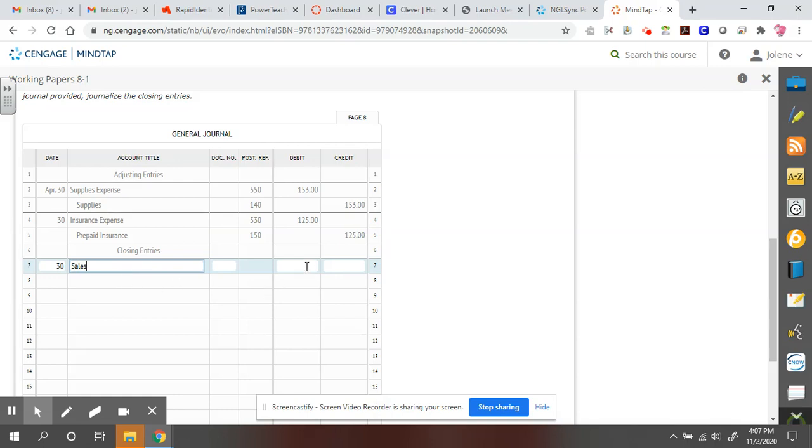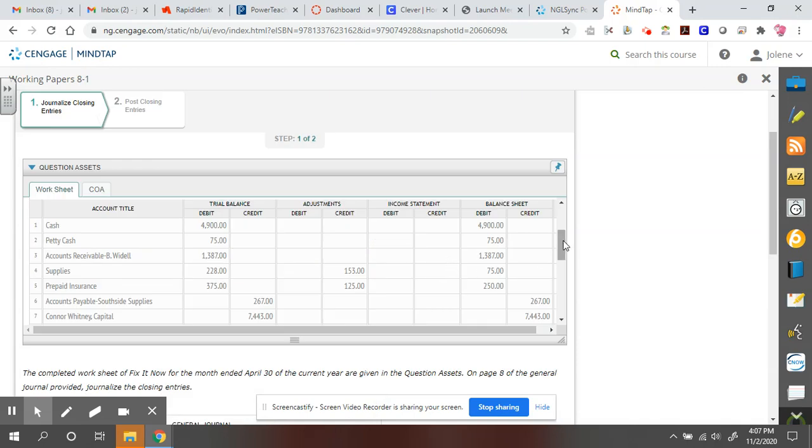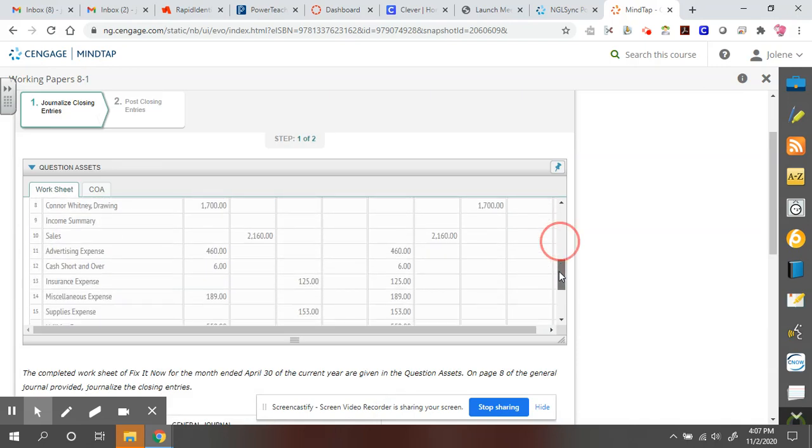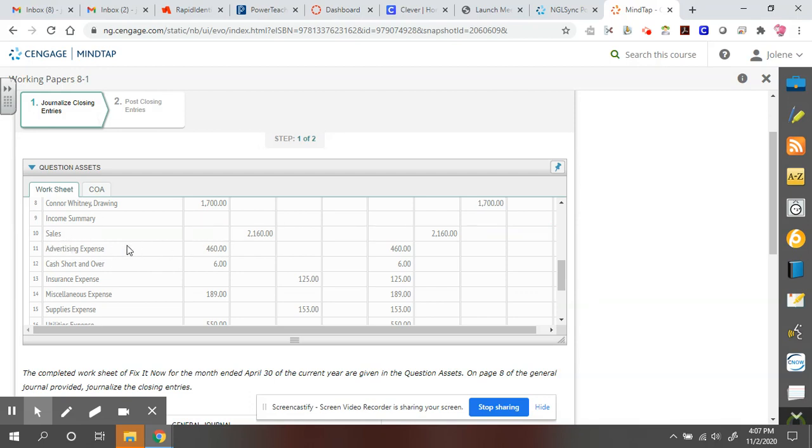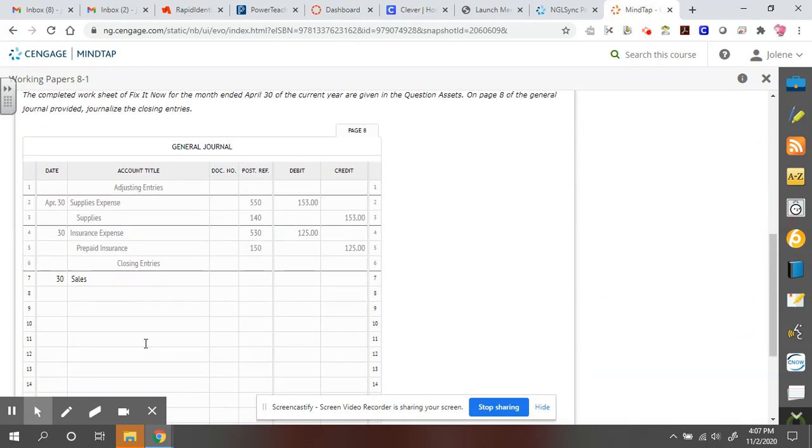In this case we have sales, and we had to figure out the dollar amount of sales for this worksheet. It's right here, line 10 of the worksheet, $2,060. So we're going to put $2,060 in the debit. If you remember, the normal balance for sales, when sales increase, is a credit. Putting it as a debit will actually zero out the account.